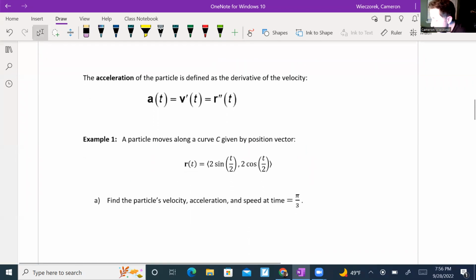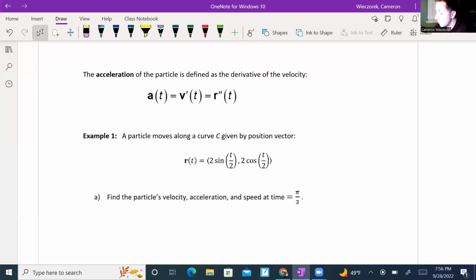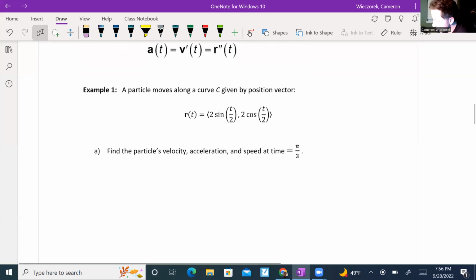The acceleration is defined very similar to how you defined it in Calc 1. Now we're dealing with vectors. So the acceleration vector would be the first derivative of the velocity vector, or the second derivative of the position vector. So let's look at an example.